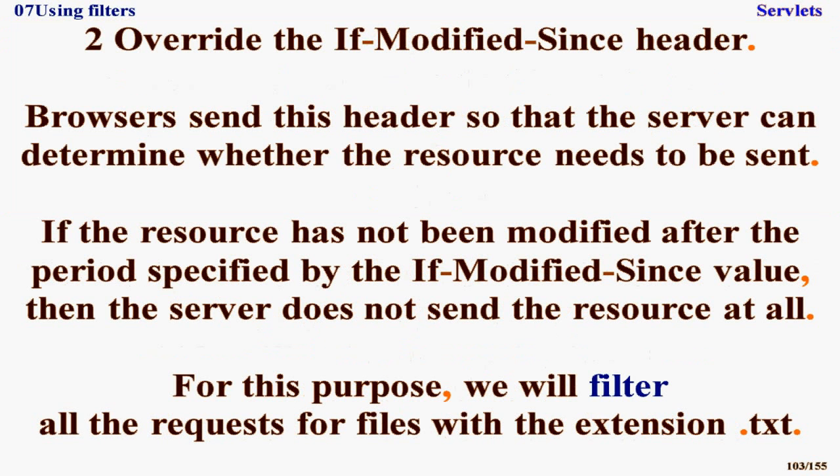2. Override the If-Modified-Since header. Browsers send this header so that the server can determine whether the resource needs to be sent. If the resource has not been modified after the period specified by the If-Modified-Since value, then the server does not send the resource at all. For this purpose, we will filter all the requests for files with the extension txt.